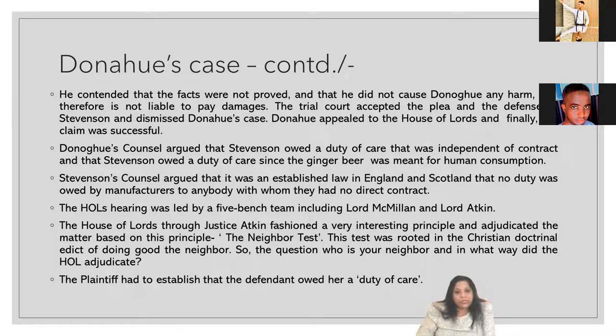Now, Donahue versus Stevenson and the neighbor test, you will have to know throughout your life. In Donahue versus Stevenson, there was a test that was laid down, that is the neighbor test. And this neighbor test was laid down by Justice or Lord Atkin. Now, what is this test? This test was rooted in the Christian doctrinal edict of doing good to the neighbor. So the question was, in this case, who is your neighbor?